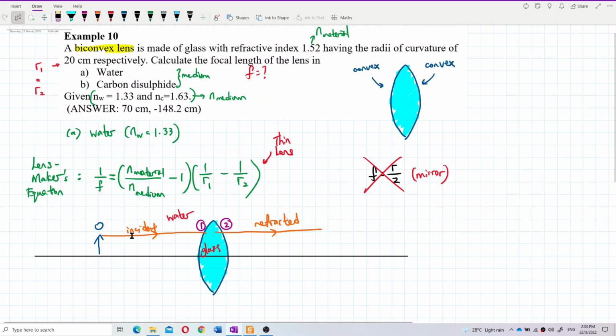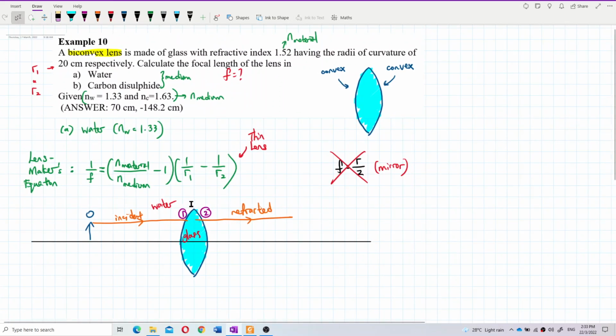So if the light enters from the left and comes out from the right, the left is the first surface, and the one to the right is the second surface. Okay, let's draw our R1 and R2 to determine the position of R1 and R2.